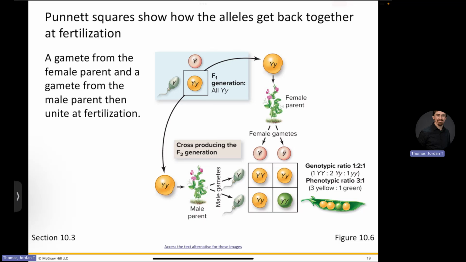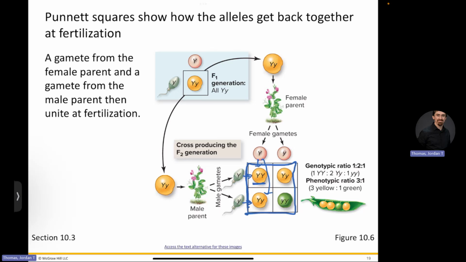Punnett squares show how alleles get back together after fertilization. A gamete from a female parent and a gamete from a male parent then unite in fertilization. So this box here is showing them reuniting. Each option here gives you an option that could happen in the offspring. A big Y goes down here, big Y goes here, so you get big Y, big Y. But we could also have the big Y coming all the way down here with the little y coming here, so we get big Y, little y.